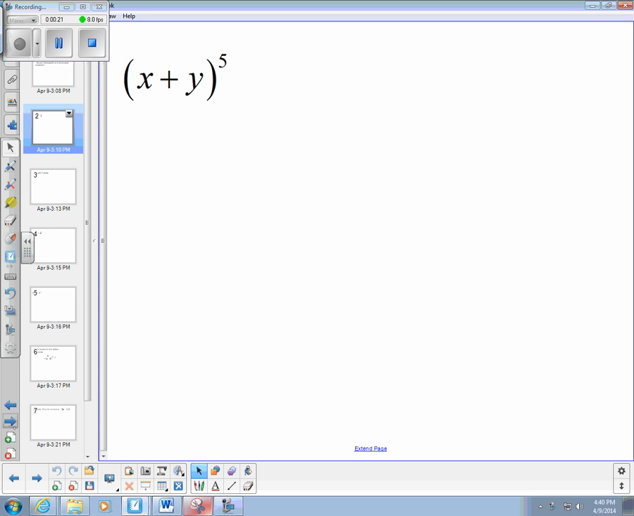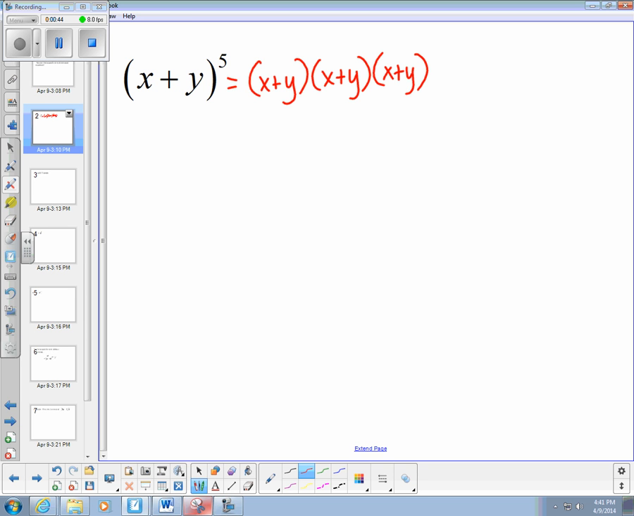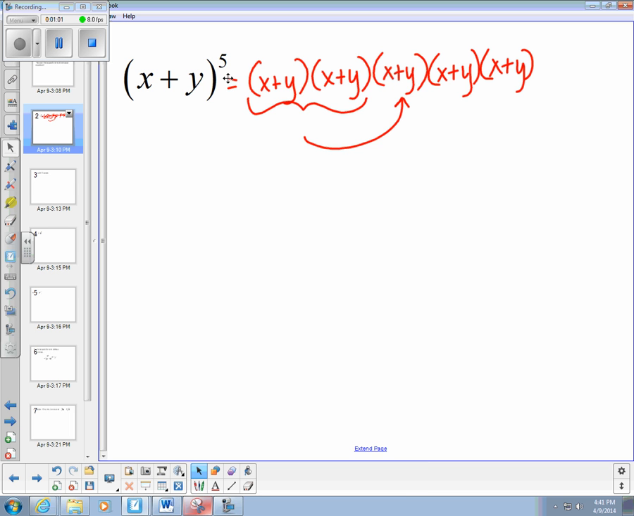So when we're talking about binomial expansions, we're talking about taking a binomial, which is two terms. The x plus y is a binomial because the x is a term and the y is a term, and then raising it to a power. So if I have to do x plus y to the fifth power, remember what that really means is x plus y times itself 5 times. So what we would have to do would be to take the first two x plus y's and multiply these together, get an answer, and then take that answer and multiply it times the next one, and then keep going until we have multiplied times all five sets.